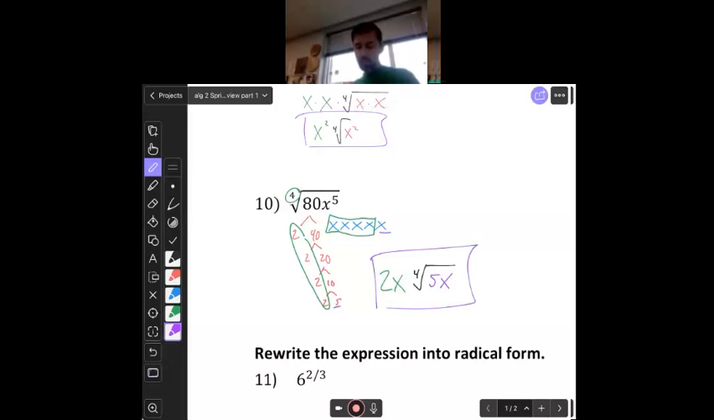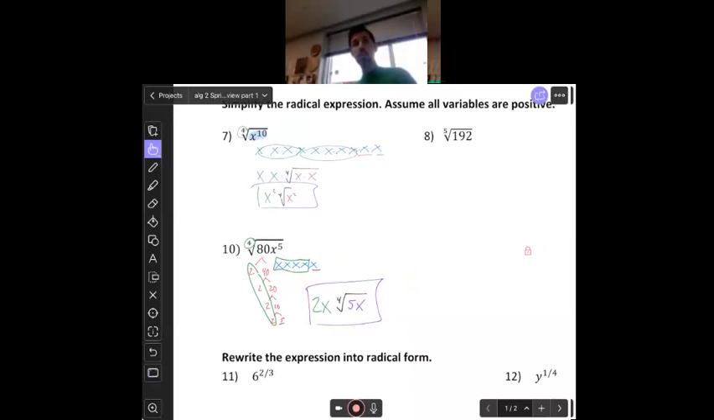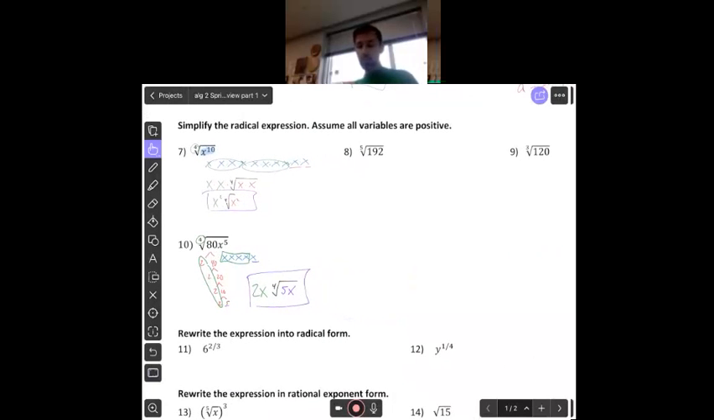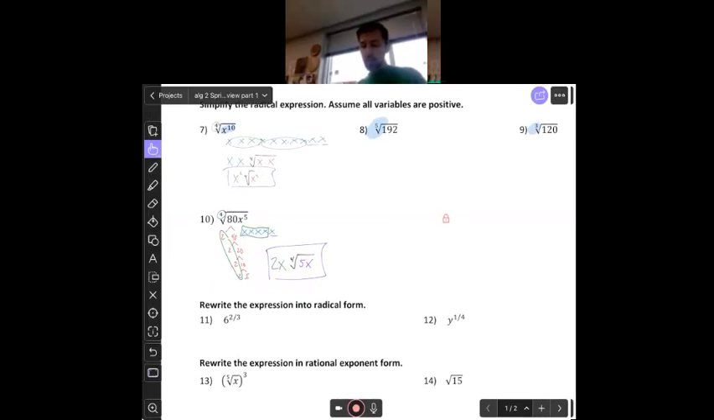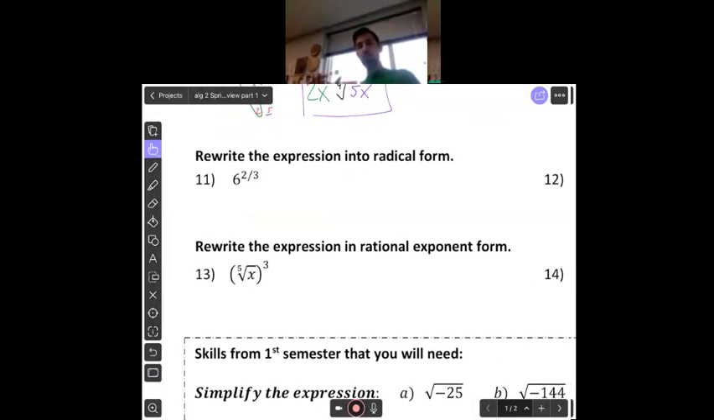And 8 and 9 are essentially what we did there with the 80. So just do that same thing with 8 and 9, but make sure you're paying attention to what groups you're looking for, what size of groups you're looking for. So, 11, 12, 13, 14. Those are really just back and forth from one thing to the next.